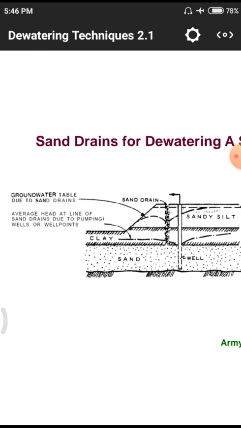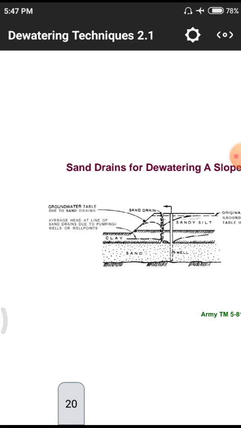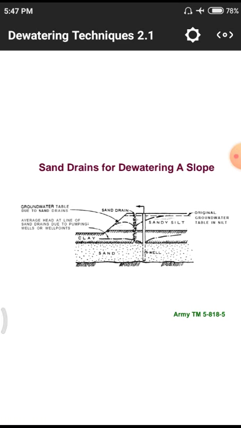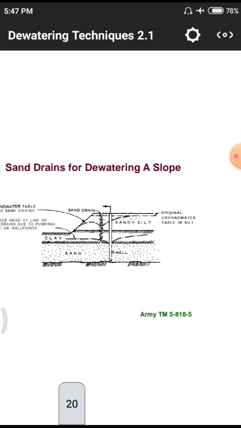Why? Because in the rainy season, automatically the borewell will absorb a huge amount of water from the total surface. That is the purpose of sand drains, for dewatering particular sloping areas. It is the purpose of the sand drain. Normally sand drains are used to absorb the water which lies around the structures.